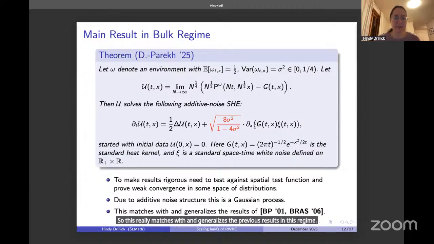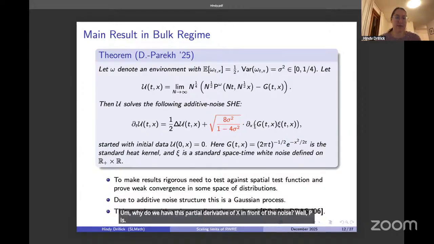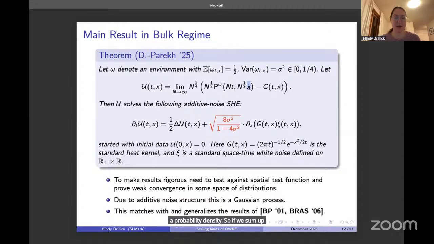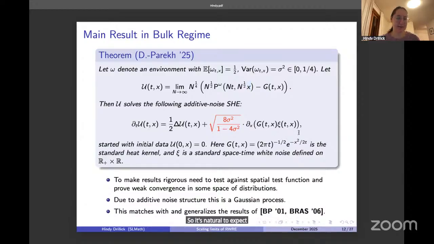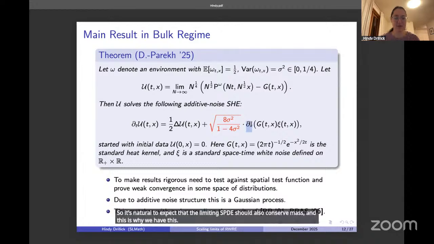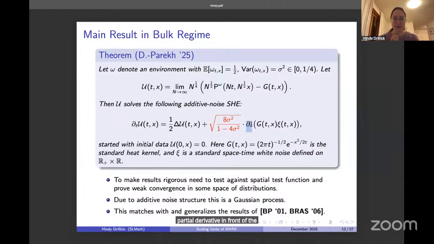Why do we have this partial derivative of x in front of the noise? Well, P is a probability density. So if we sum up an X over here, we expect that the total mass should be 1. So it's natural to expect that the limiting SPDE should also conserve mass, and this is why we have this partial derivative in front of the noise, which ensures that this SPDE conserves mass.